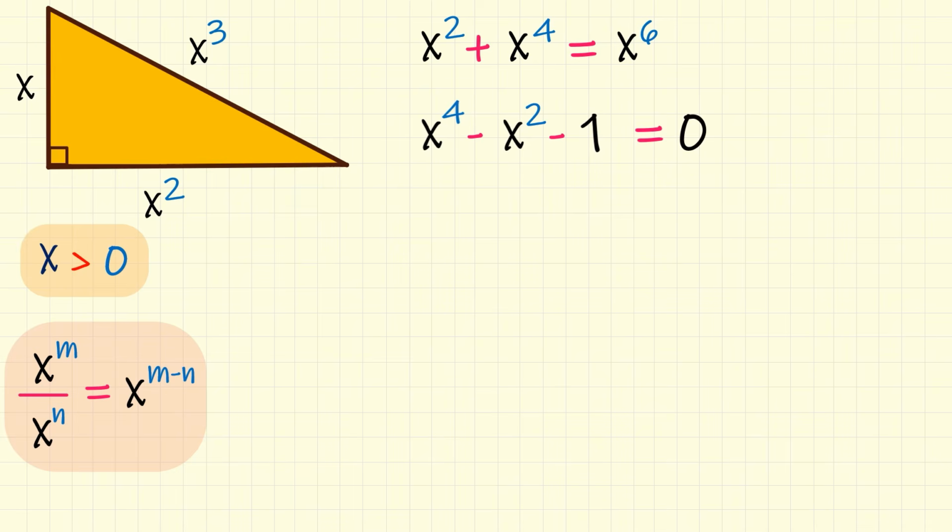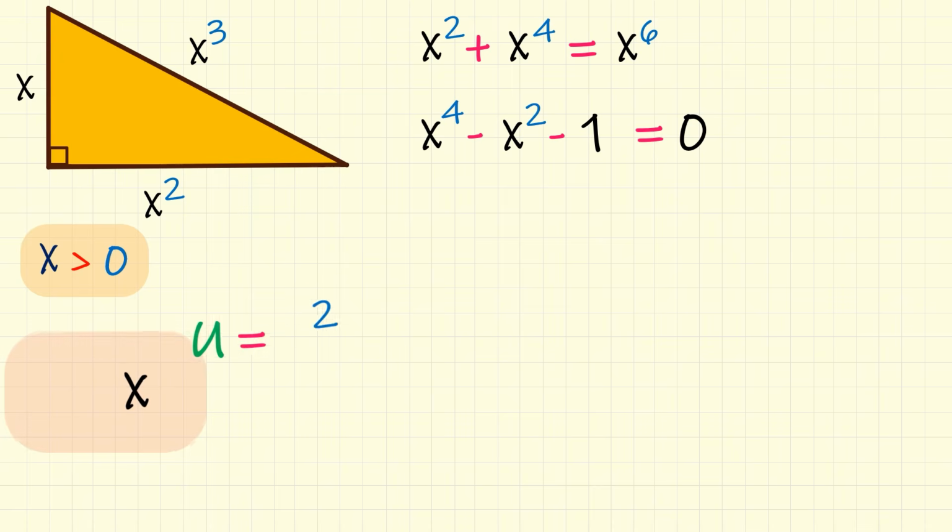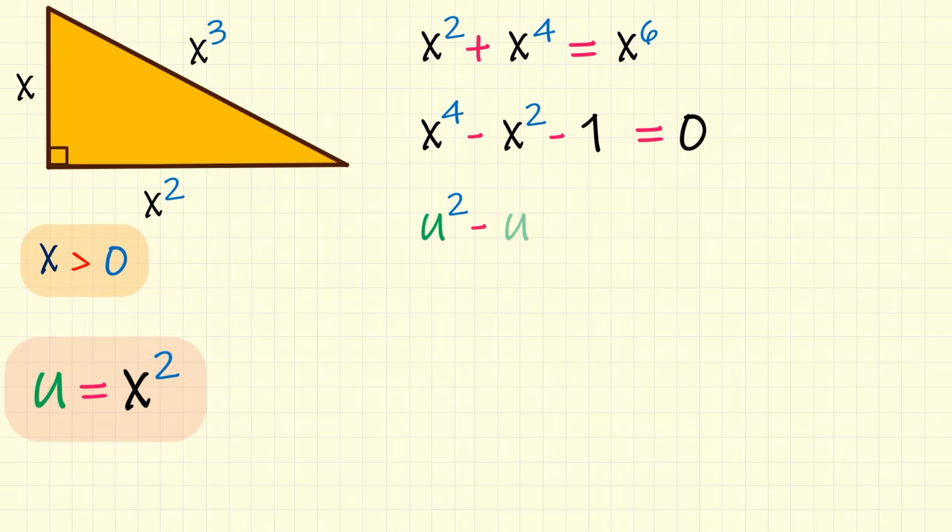This is known as an equation reducible to quadratic form, because the powers present are 4 and 2. We can simplify this by introducing a substitution. Let a new variable u equal x squared. Replacing x squared with u transforms our expression into a familiar high school quadratic equation. u squared minus u minus 1 equals 0.